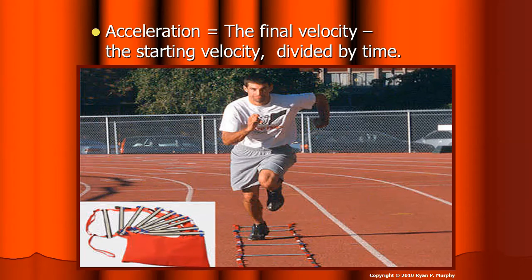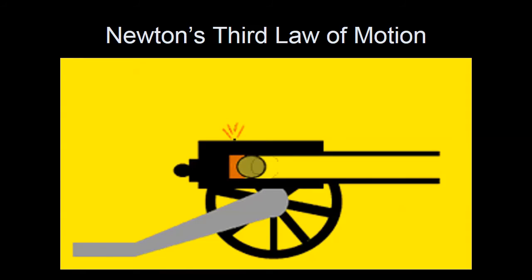You just take how fast was it going at the end of the race, how fast was it going at the beginning of the race, and then you subtract those, and you divide it by the amount of time that it took to get from the start to the finish. We'll practice some of those in class.